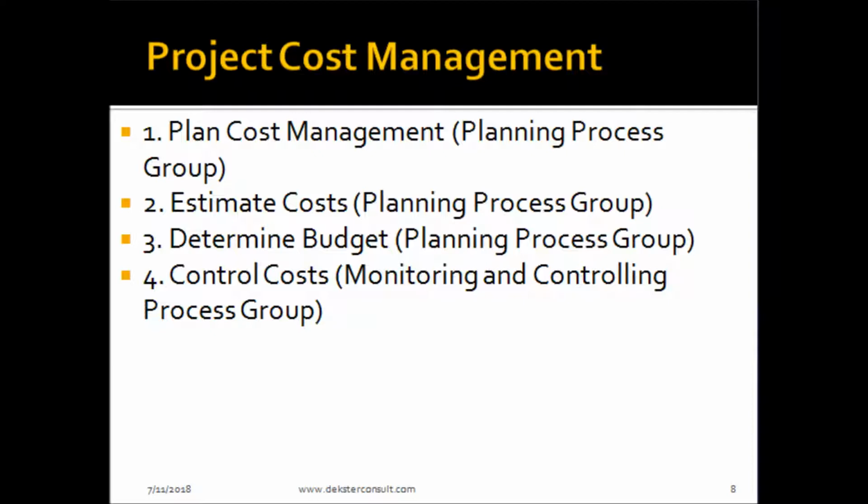When we come to project cost management, we see these processes. Plan cost management, where we come up with the cost management plan, which is a guide to handling costs on our project. Estimate costs, where we determine the cost of the various activities on the project. Determine budget, where we aggregate all these individual activity costs to determine the budget for the project as a whole.